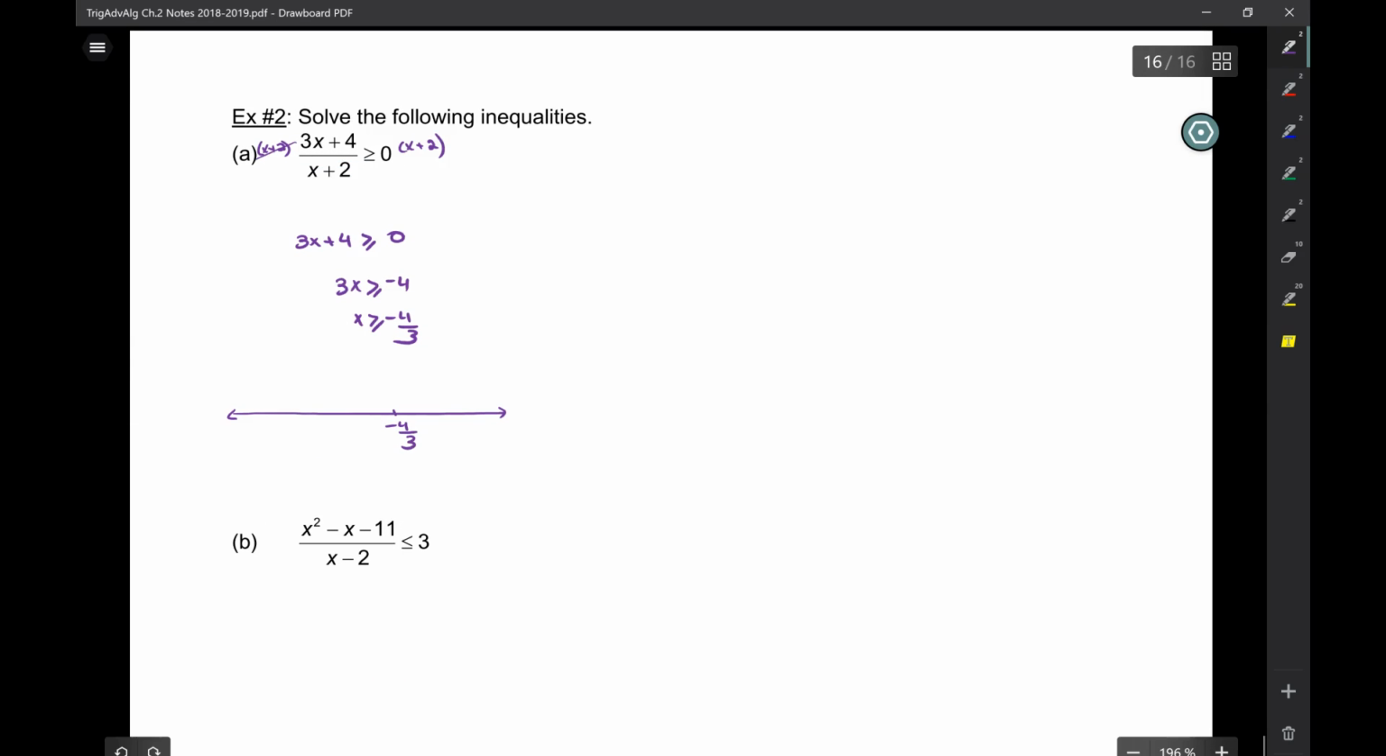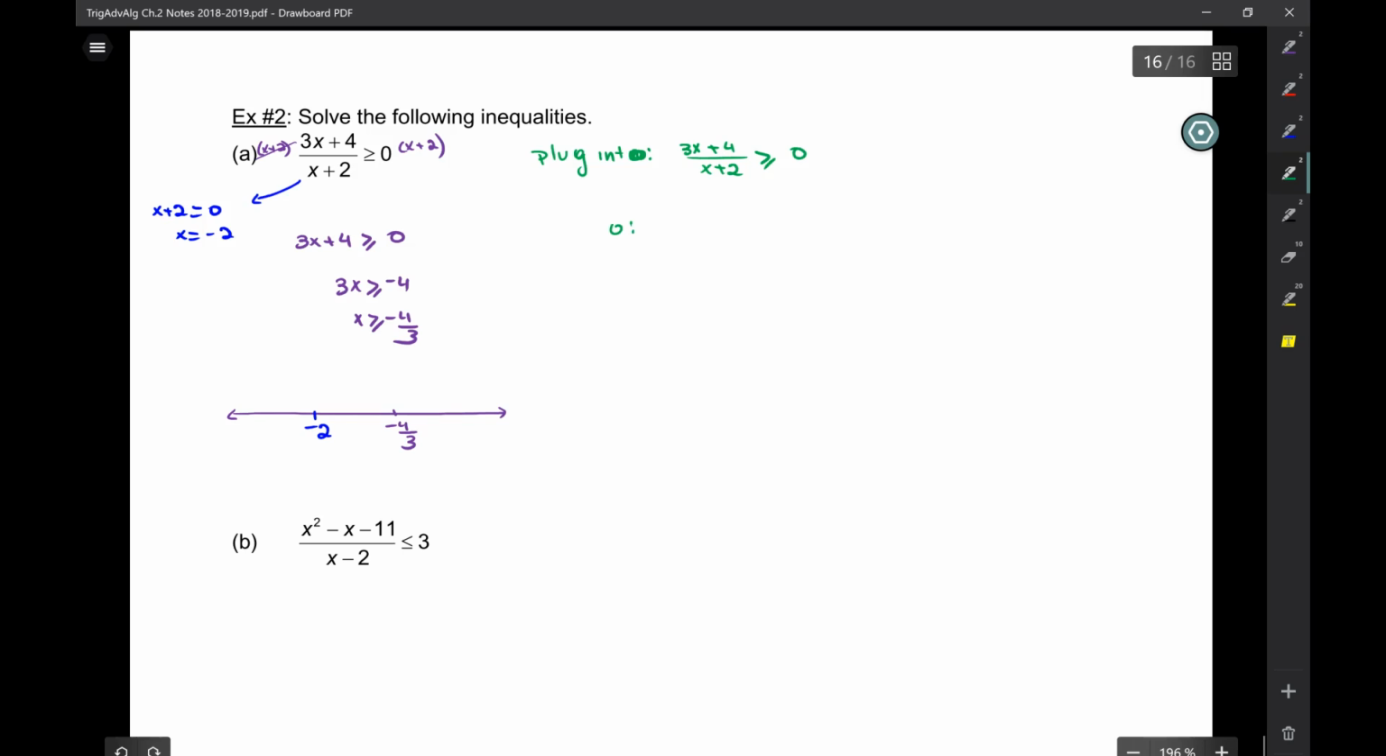So let me just clean this a little bit. So I take the x plus 2, solve it for x, and that number also has to go on the number line. Now everything else is exactly the same. So I'm going to pick values and I'm going to plug them into my original function. So 3x plus 4 over x plus 2, and just make sure that it's being compared to 0, not another number here. Okay, so let's pick 0.